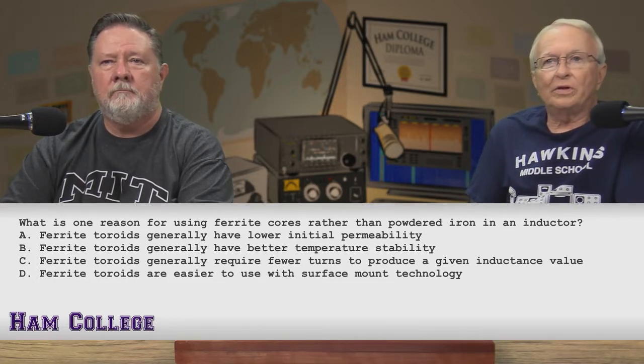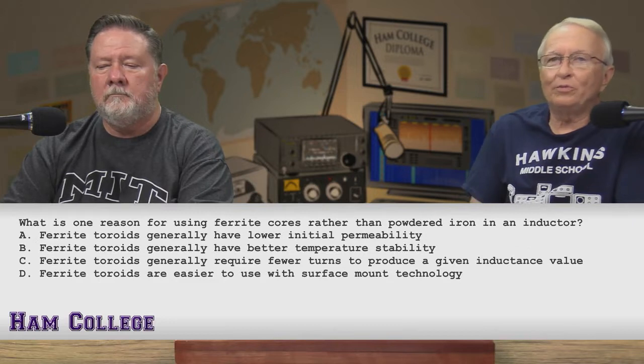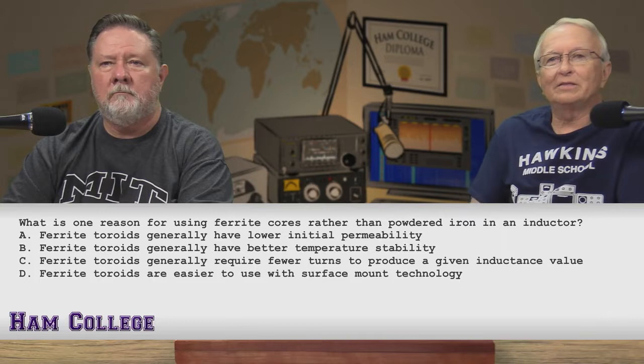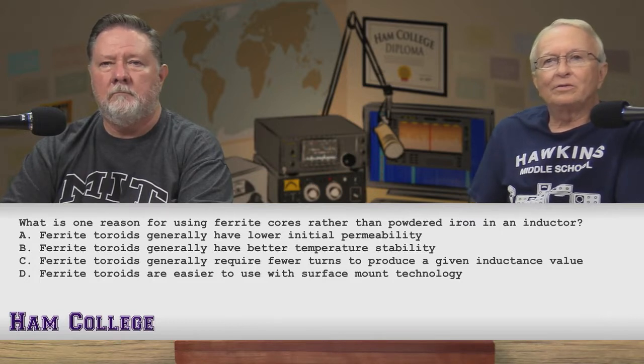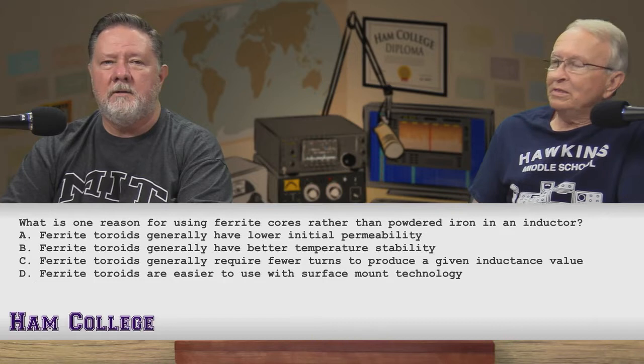Ferrite toroids generally have better temperature stability than powdered iron. No, I don't think so. I believe there's one that really just kind of jumps out and says, pick me, and that's C. Ferrite toroids generally require fewer turns to produce a given inductance value. That makes sense. Sounds like a plus.